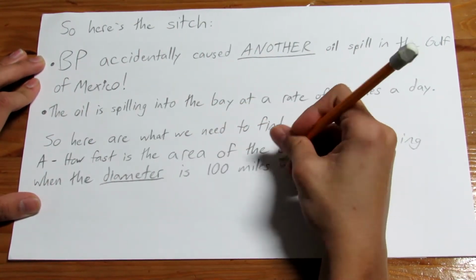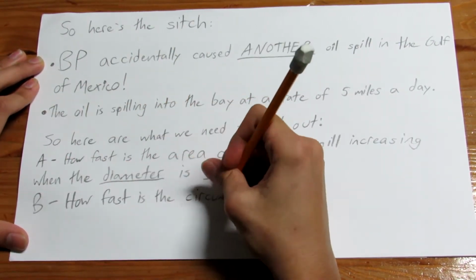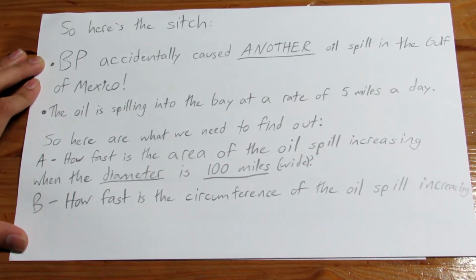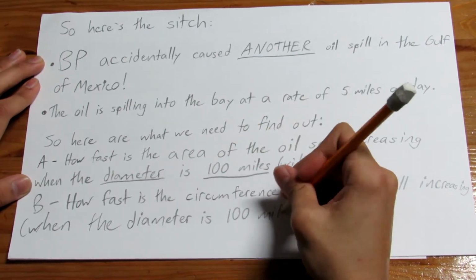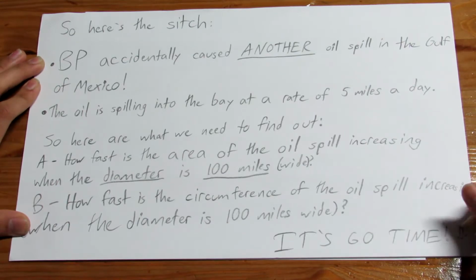So as you can see, we will be mainly trying to find two things. We need to find how fast the area of the oil spill will be increasing when the diameter spans 100 miles, and we also want to find out how fast the circumference of the oil spill is increasing, given that the diameter is 100 miles.